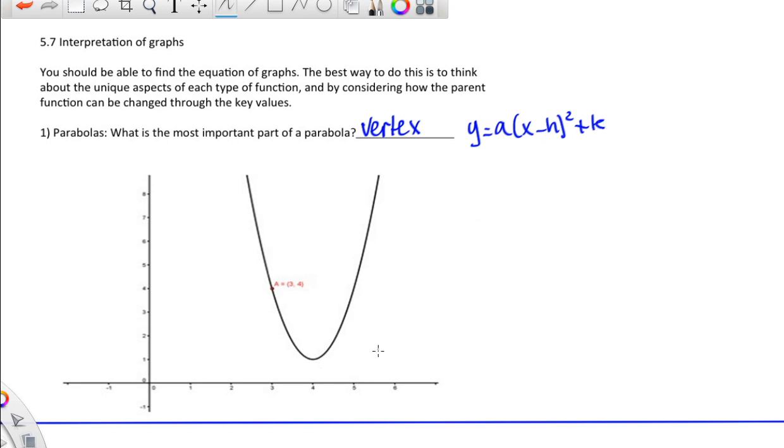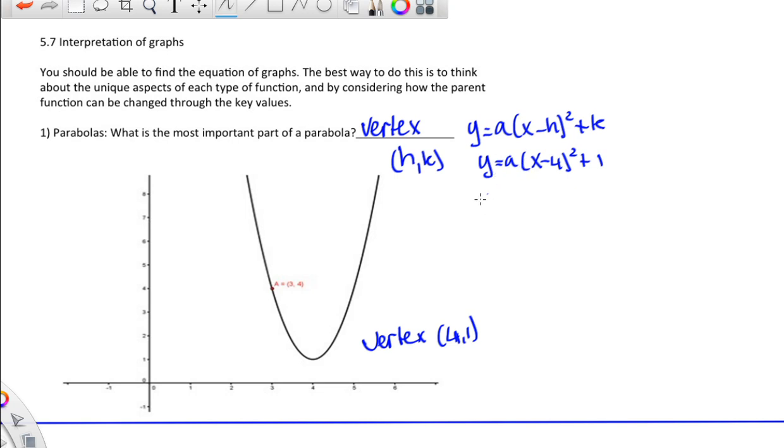So looking at this, the vertex is at 4, 1. So the vertex is the h and the k. So that leaves me with this then. We can do x minus 4 squared plus k equal to 1. And then I still need to figure out what a is.